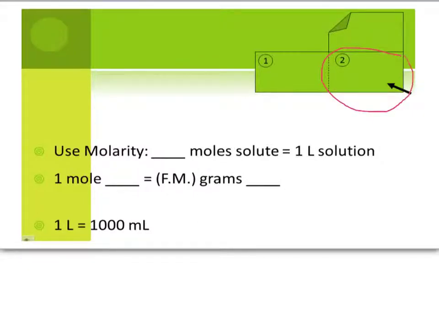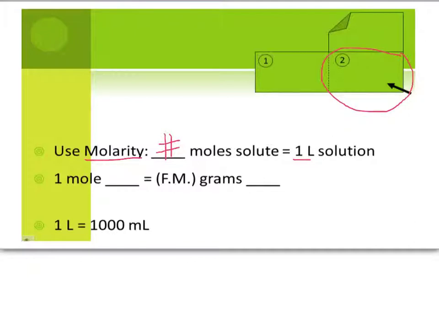On the bottom half of flap 2, you're going to write your various conversion factors. One conversion factor is using molarity as a conversion. Whatever the number is, you'll put it here, and it's that number of moles of solute equal to 1 liter of solution. Another conversion factor is 1 mole of a substance equals formula mass grams of a substance.